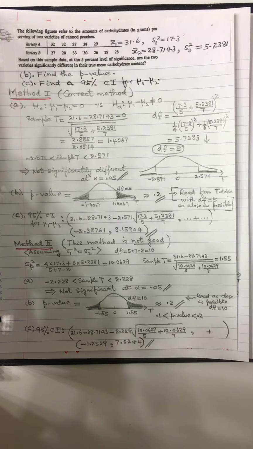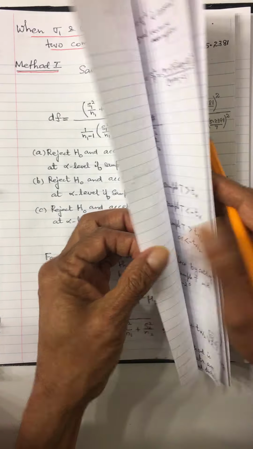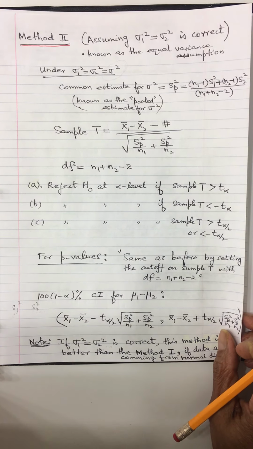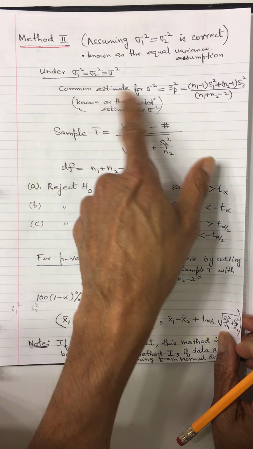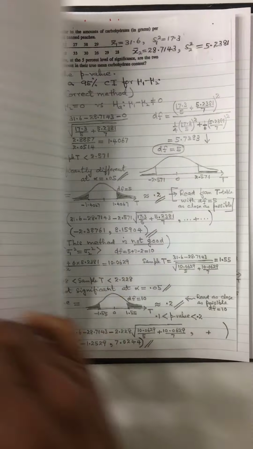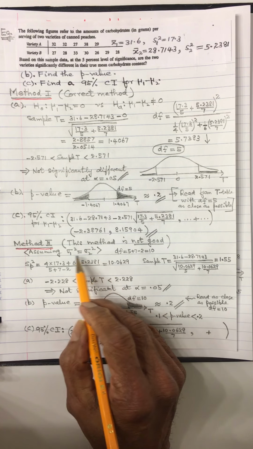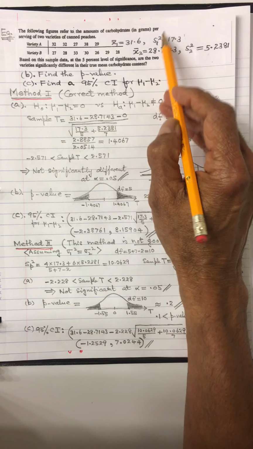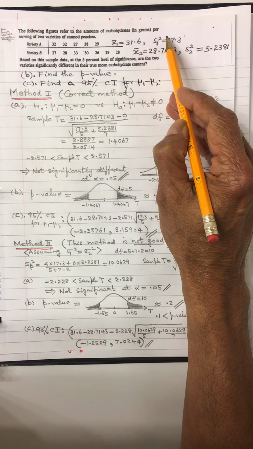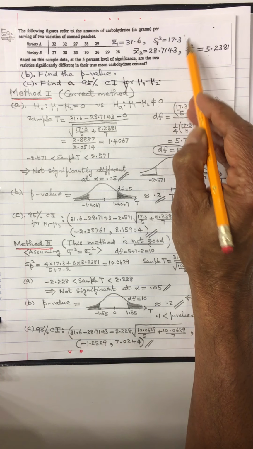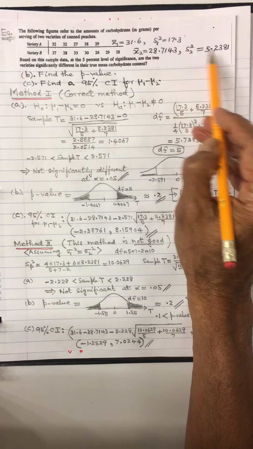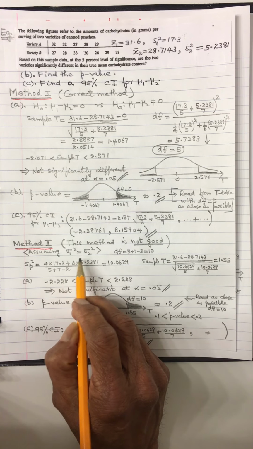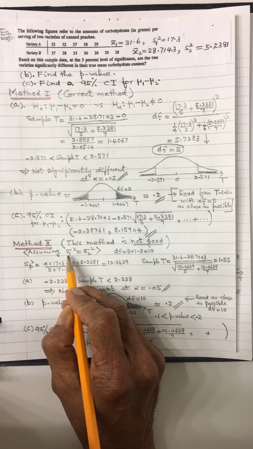Okay, so method 2, assuming that the variances are equal. In other words, this method, sigma 1 squared equals sigma 2 squared, the pooled estimate method. But the thing is that here, that assumption may not be true at all, because this one is an estimate for sigma 1 squared, this is for sigma 2 squared, and they are way apart from each other. So it's very highly unlikely that this is true.